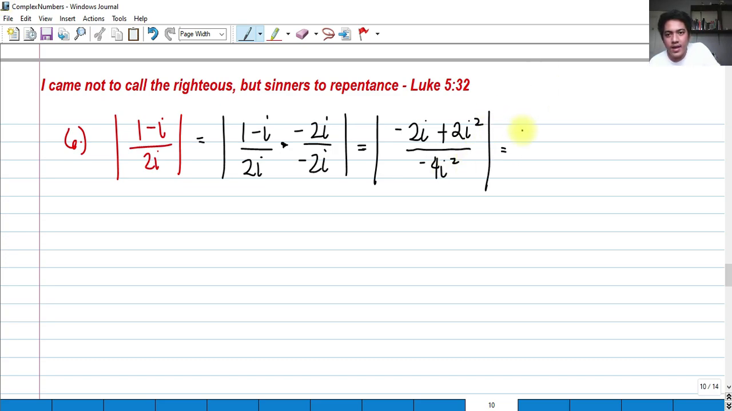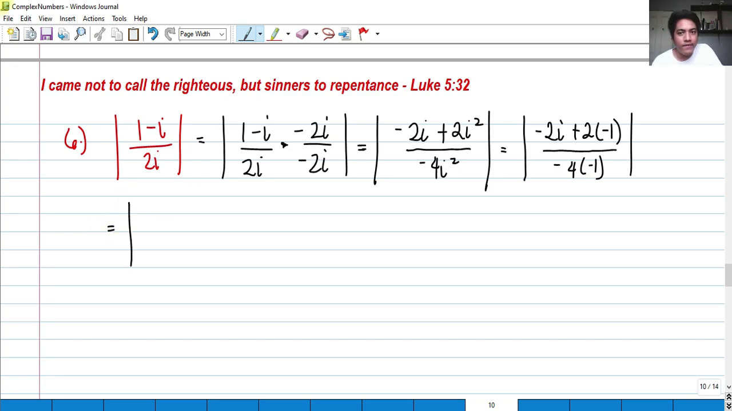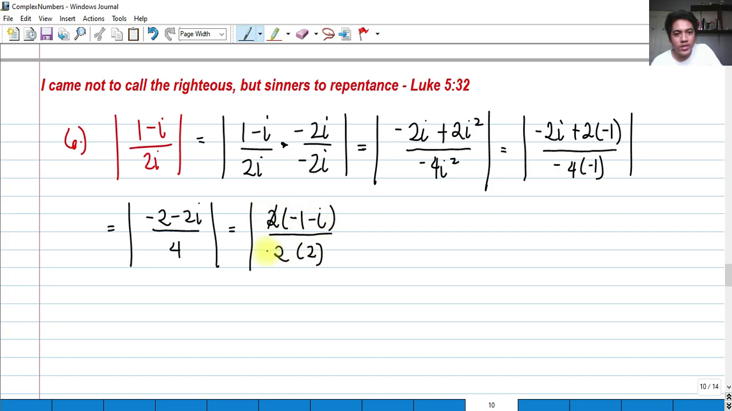And we know that I squared is equal to negative 1. So we have negative 2I plus 2 times negative 1 over negative 4 times negative 1. So we have now negative 2 minus 2I over 4. Okay? And we can further simplify this by factoring out 2 on the numerator and the denominator. So we have negative 1 minus I over 2 times 2. So these 2's will cancel. So we are left with negative 1 minus I over 2.